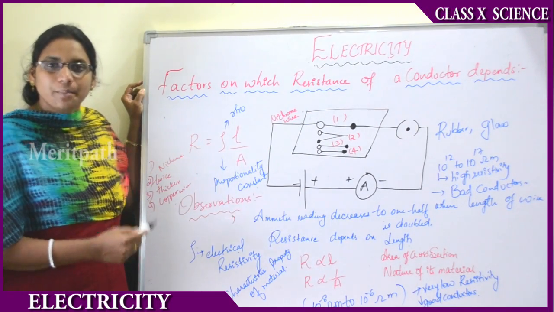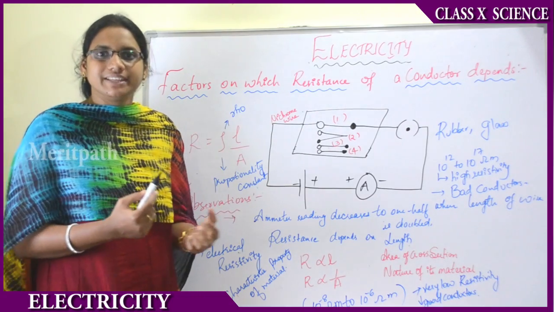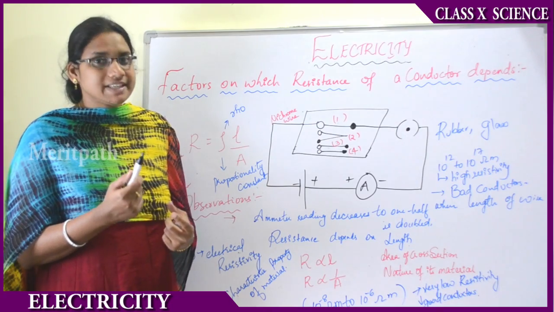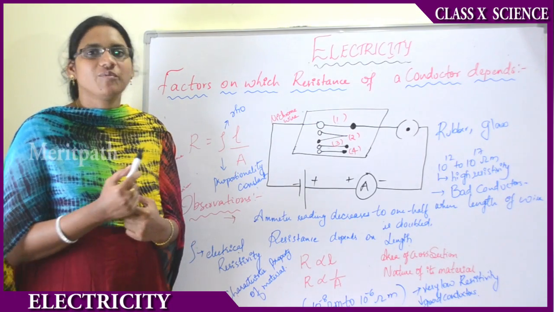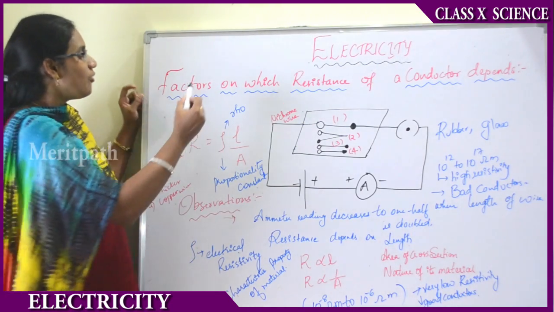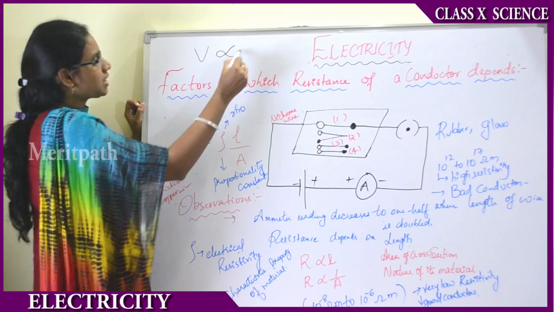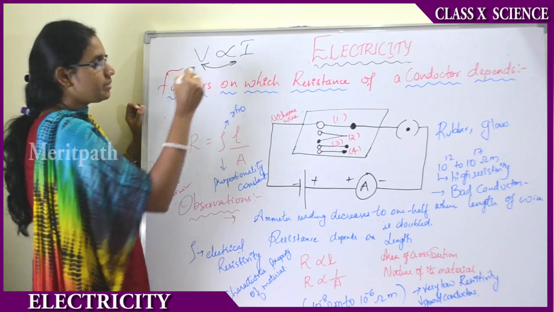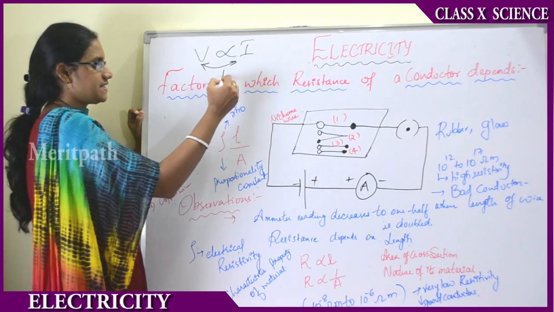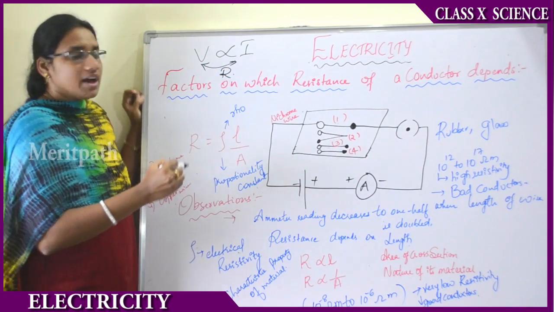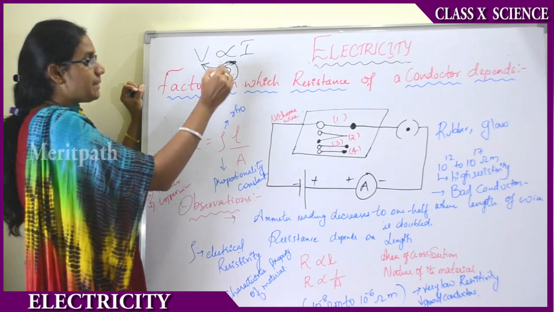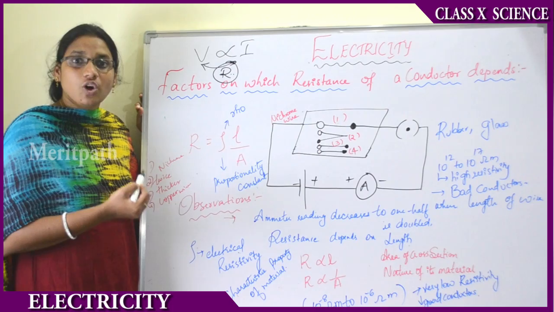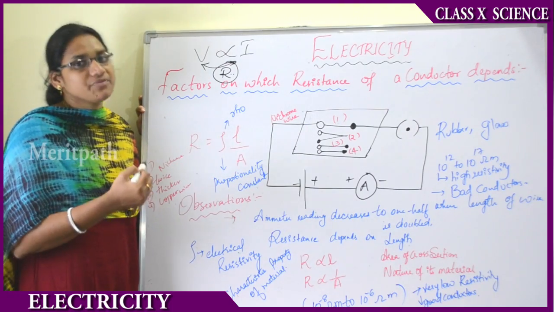Previously we have learned about Ohm's law, that is, the resistance acts as a constant between the voltage and current. That means voltage is directly proportional to current, but in order to maintain this direct proportionality, we use the constant, that is resistance. So this resistance depends upon some factors. Let us know that interesting topic regarding the resistance factors.